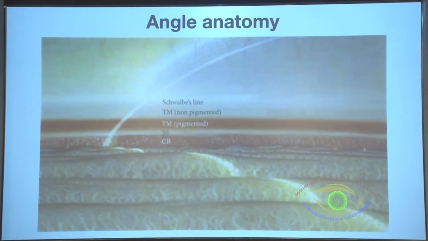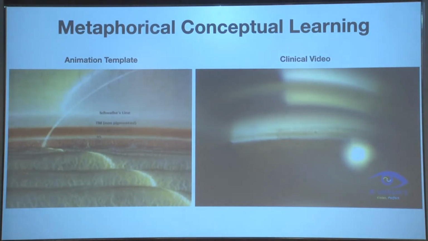So moving on to the angle animations, where you can see the iris process here, the ciliary body which is slightly pigmented, the scleral spur, trabecular meshwork pigmented, trabecular meshwork non-pigmented, and the Schwalbe's line. Once we show the animation, now we take them into the clinical video. This is called metaphorical conceptual learning as I have devised it. So now when we take them like that, we orient them into the animations in a much better way.